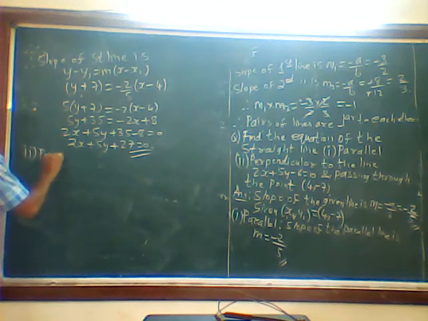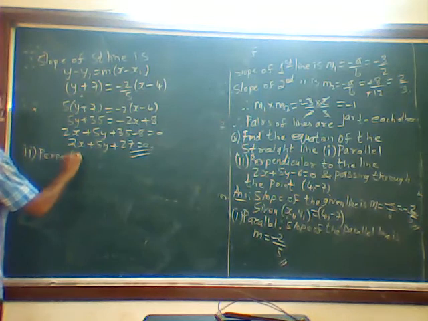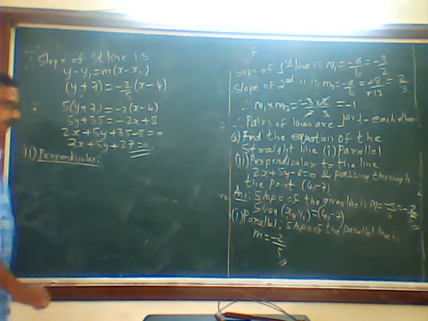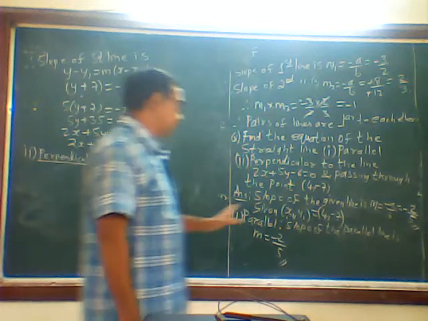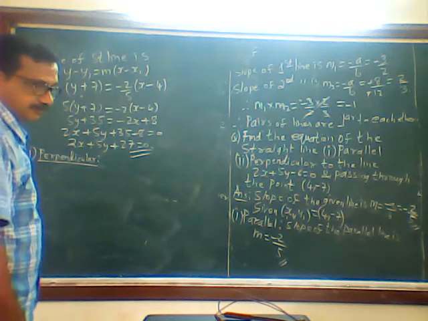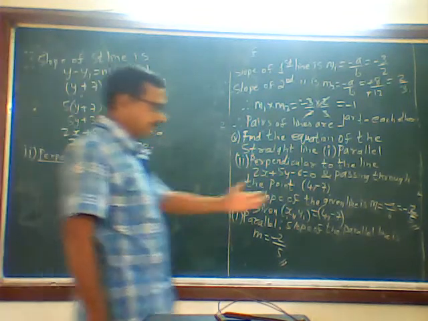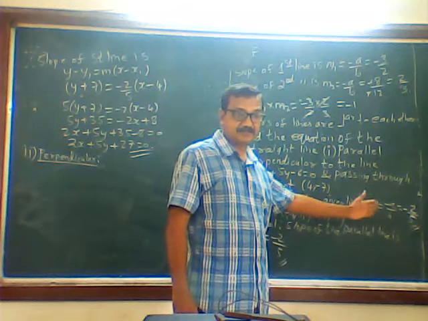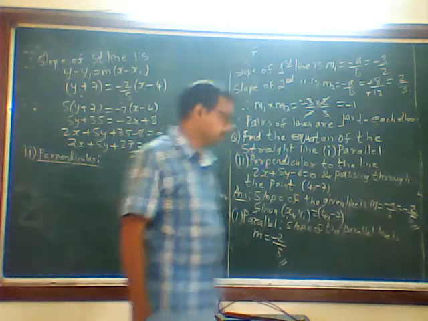Perpendicular. Okay. Now I say the slope of the line is the same, minus 2 upon 5, but it is perpendicular. That time what will it become? It will get inverted.